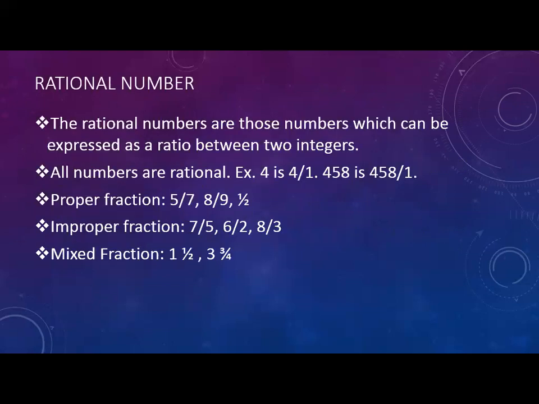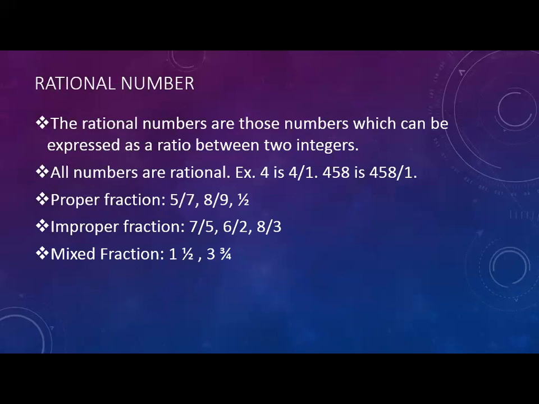And rational numbers are those numbers which can be expressed as a ratio between two integers. And all numbers are rational because any number can be expressed as divided by 1. So if you take 5, 5 by 1, 10 by 1, 9 by 1, so everything can be expressed as a rational.